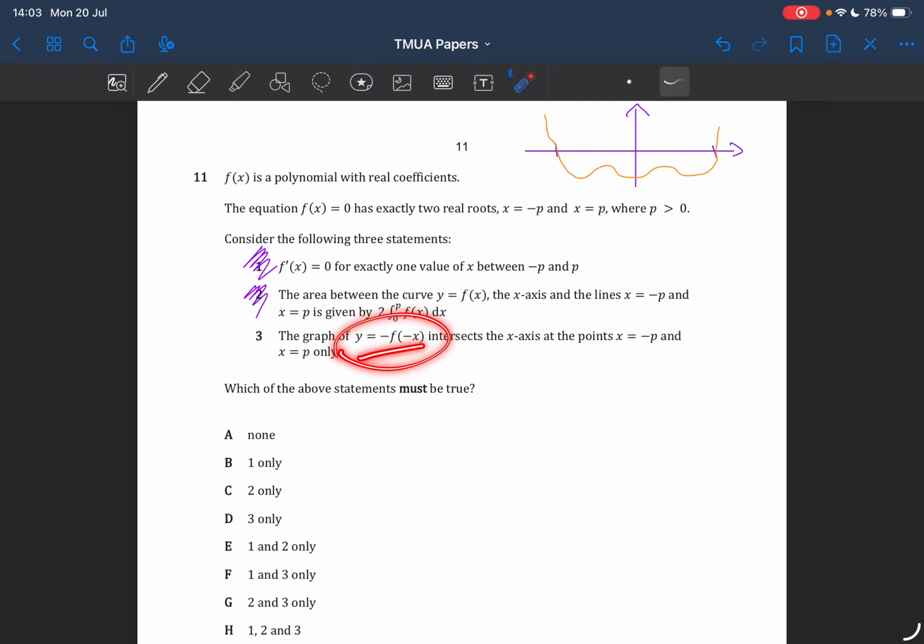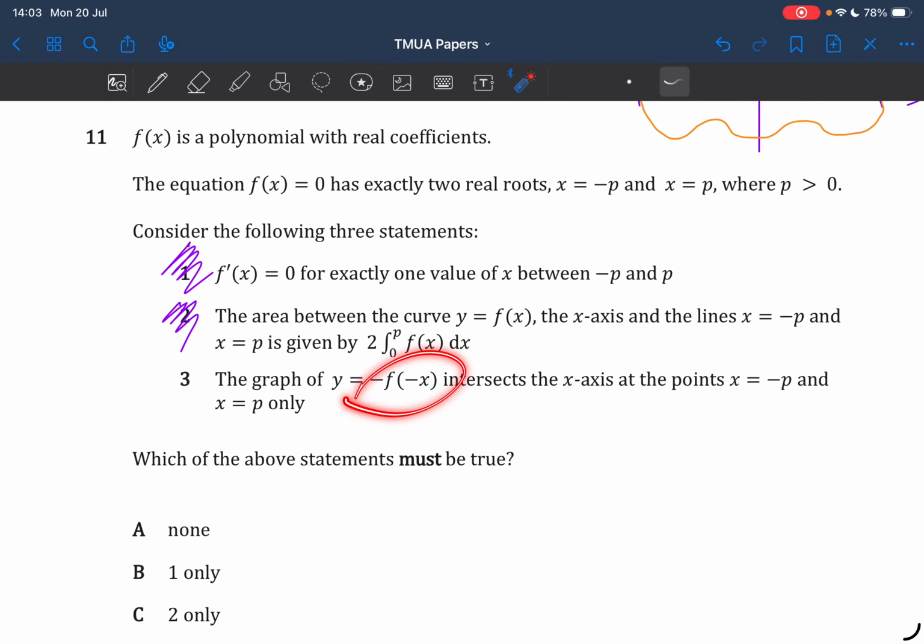So the graph, we need to do some weird stuff to it, and it intersects at the same points. So what does this refer to? This one, we're reflecting in the x-axis. So the point here gets mapped to that one. The point here mapped to that one.